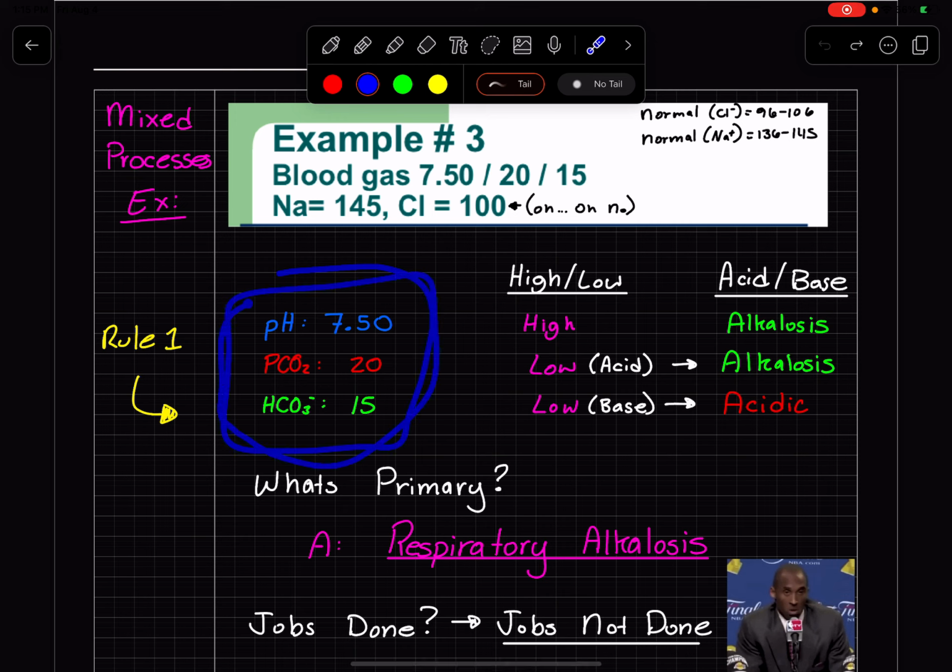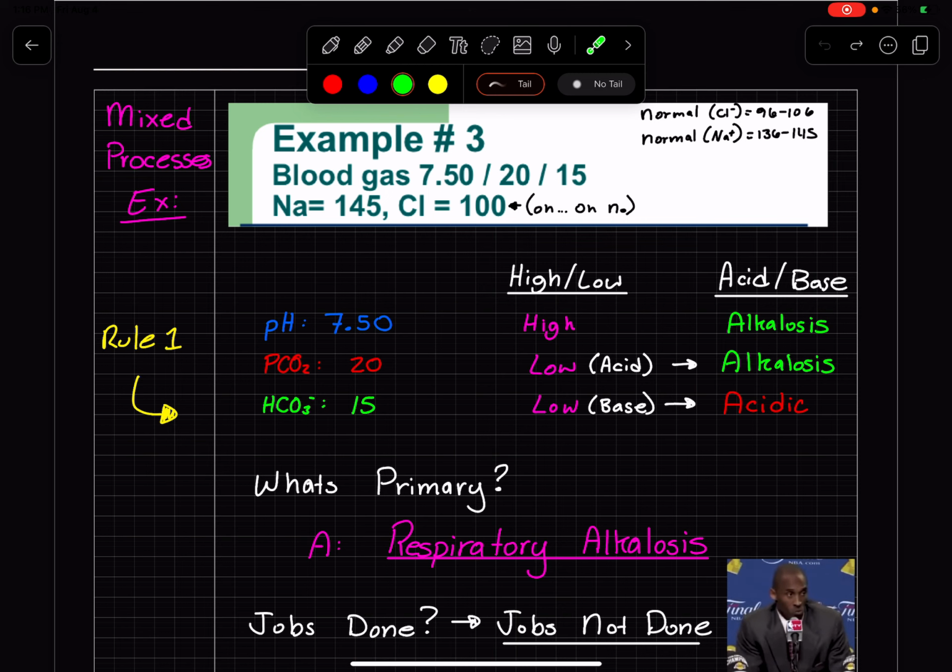So here's our values. So pH. We're going to do our same thing, asking the same questions. pH is 7.5. Is that high or low? It's high. What does high pH mean? High pH means it's more basic, therefore it's alkalosis. Okay, moving on. PCO2 is 20. If PCO2 is 20, that's lower than its normal. So that means it's going to be less acid. Low, less acid. What does less acid mean? It means alkalosis.